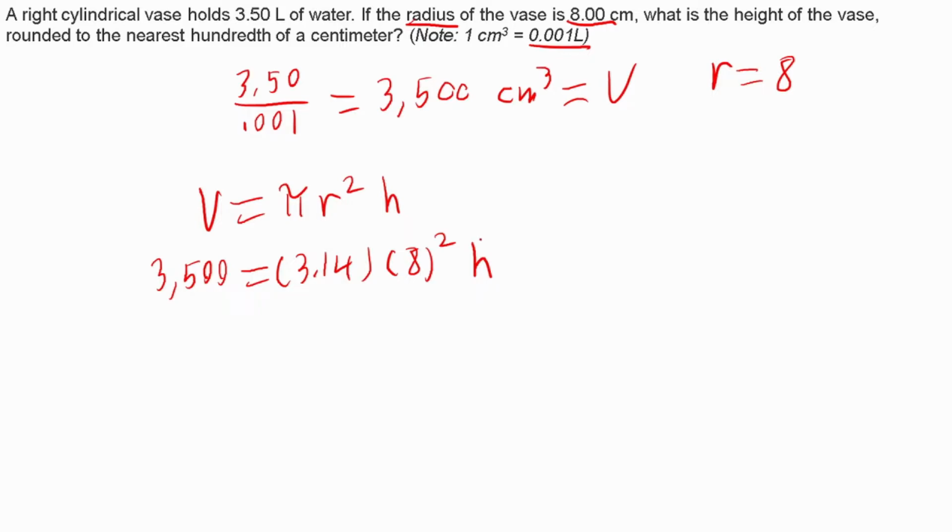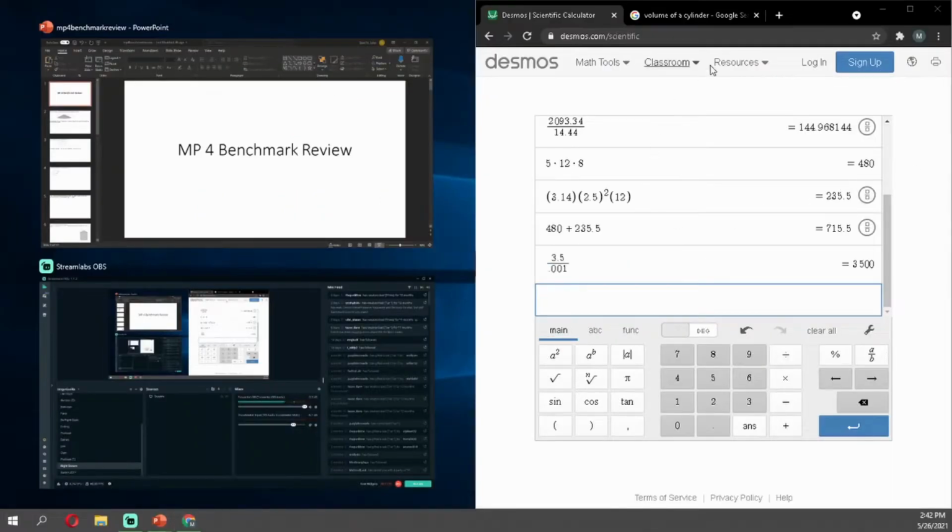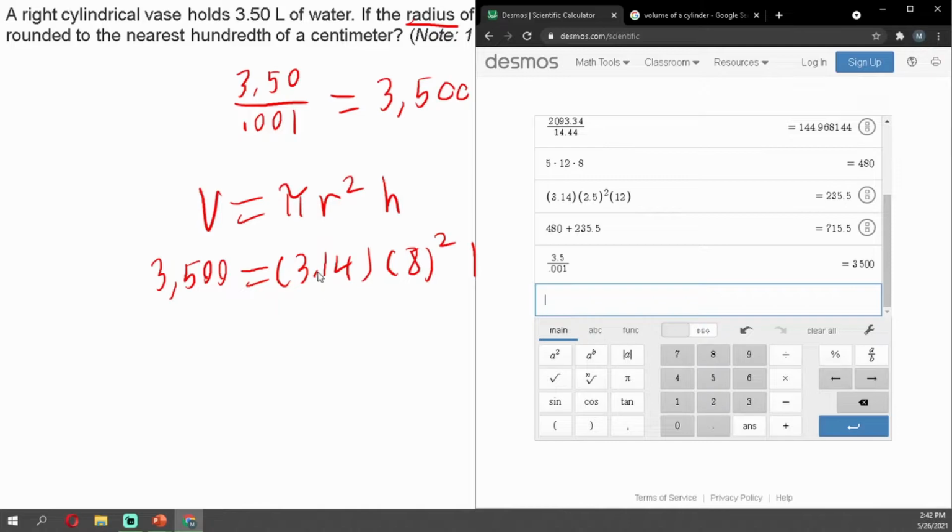So what we have to do here is we're not going to touch the left side yet. We're going to simplify my right side by plugging this little bit into a calculator. So what do I mean by that? Well, let's look. Here's my calculator. What we need to plug in is this 3.14 times 8 squared.